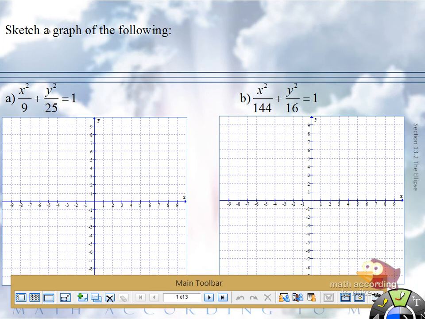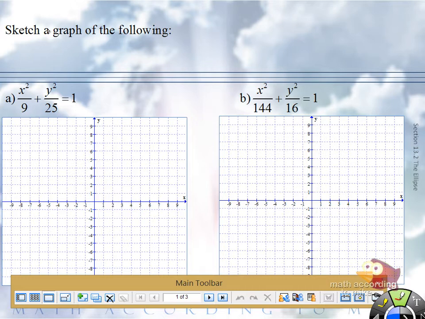Sketch a graph of the following. So let's do the thought process now. Again, one variable being squared, parabola. Two variables being squared, and there's a sum between them. What are we graphing?